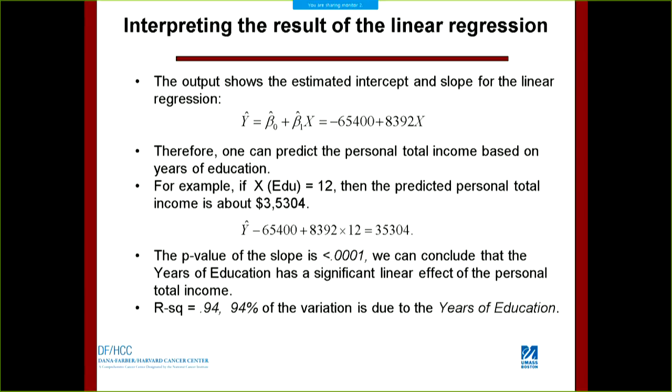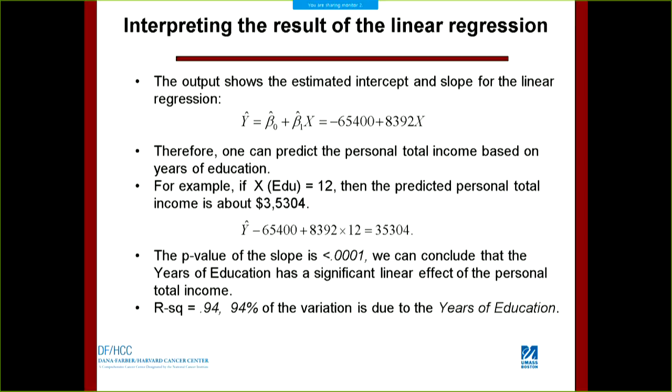For example, if the years of education is equal to 12, I plug it into this predicted equation to do the calculation. Why does the equal sign become a minus sign here? So we predict the personal total income is about 35,000, so it's a positive value. If x equals 0, then you get the negative value, but usually years of education equal to 0 never happens.